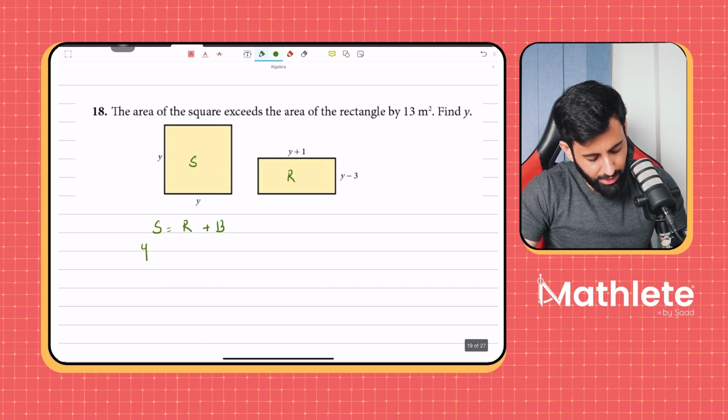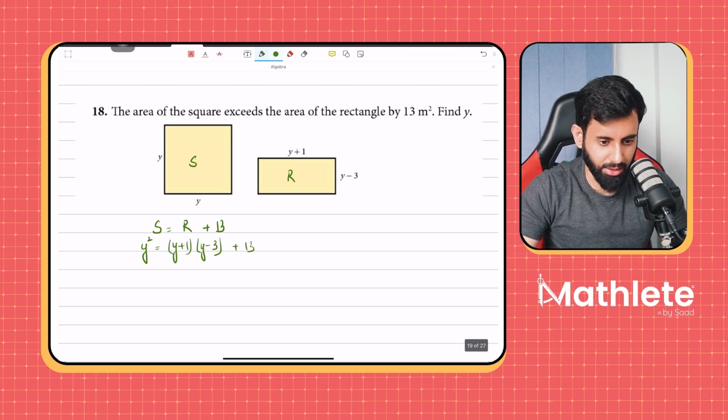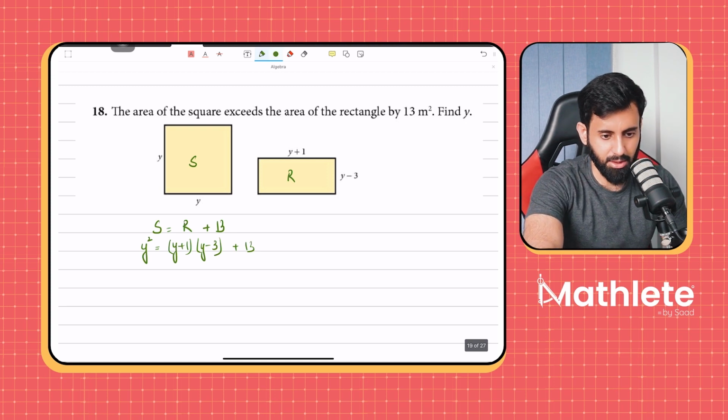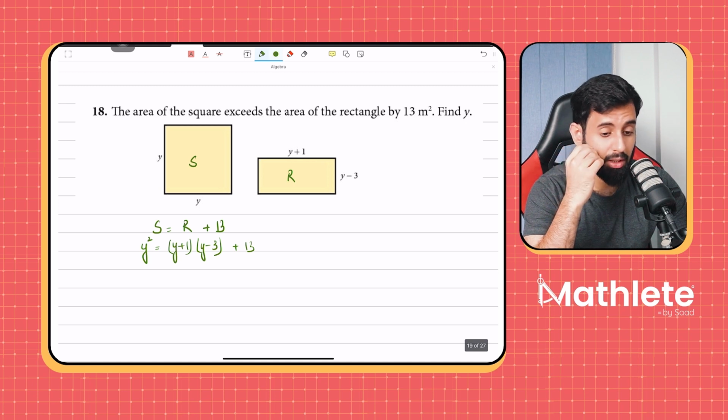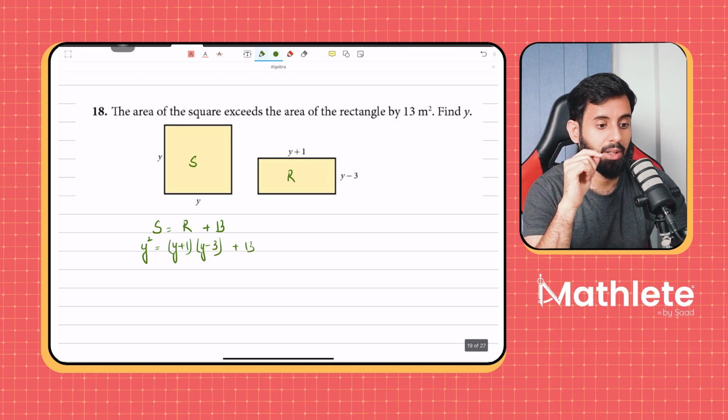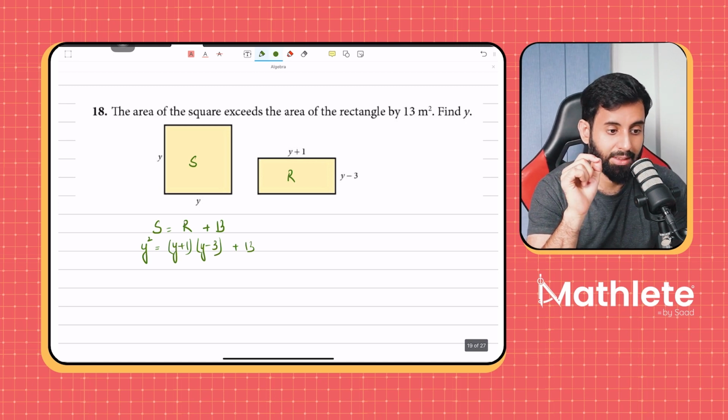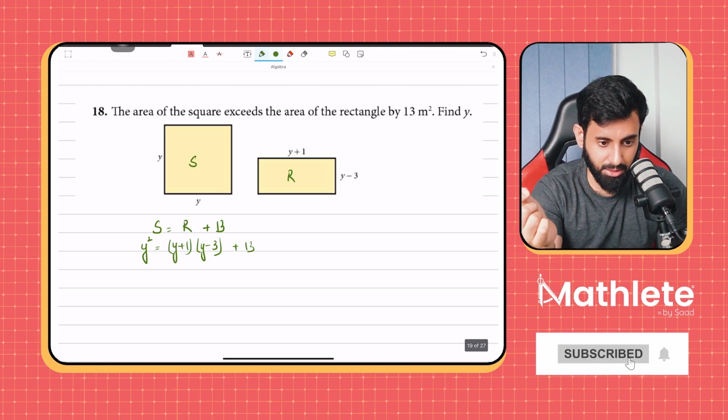Okay, so S means area of square, which is going to be y square in this case, and then y plus 1 into y minus 3 plus 13. Okay, y equals to 5. I don't know, let's find out. Okay, not S plus R equals to 13. S plus R equals to 13 would have been the case if the question said the total area of the rectangle and the square is 13.